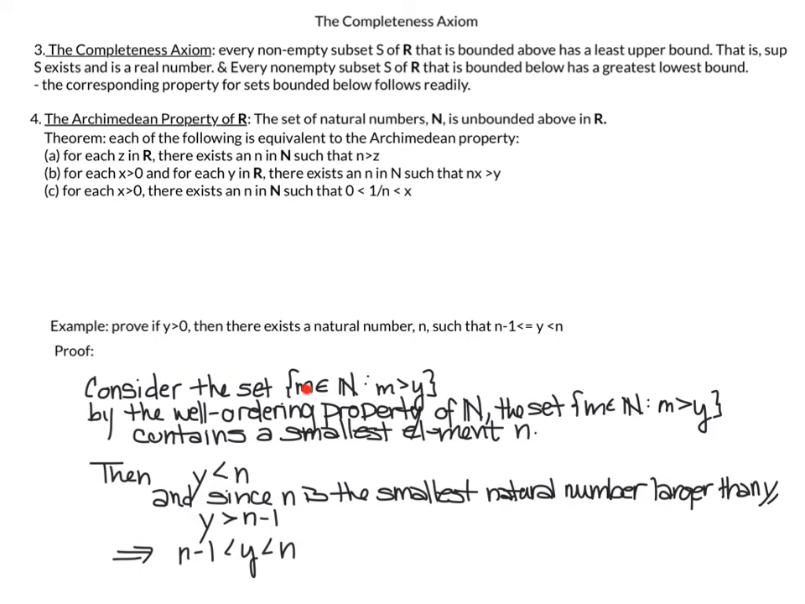This depends on the well-ordered property of the natural numbers that we talked about for induction. So let's consider the set of all the natural numbers m such that m is greater than y. So the set of all natural numbers greater than y. And by the well-ordered property of N, since this is a subset of the natural numbers, this subset contains a smallest element. We'll call that element n. So then we have y is less than n, since n is part of this set of natural numbers greater than y. And since n is the smallest natural number larger than y, that must mean y is greater than or equal to n minus 1, which gives us y is between n minus 1 and n.